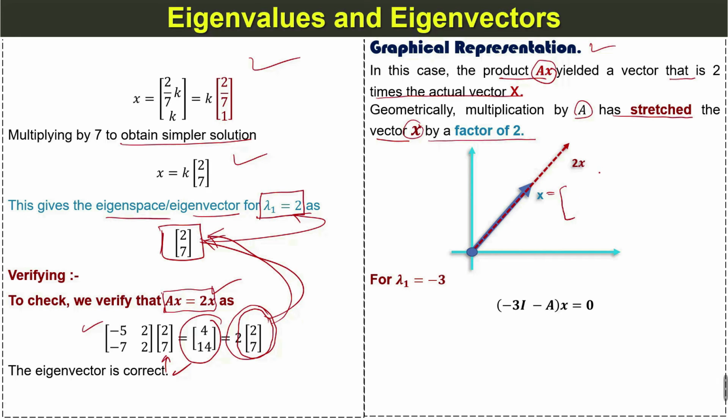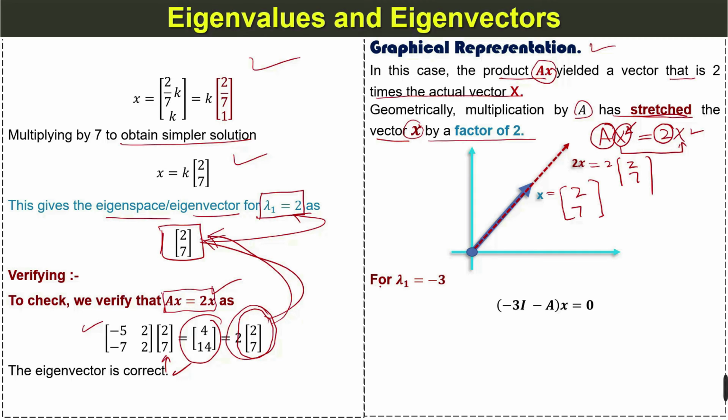Here we have the graphical representation. This is our original vector x, that is (2, 7), and after this operation Ax, this is equal to 2 times the original vector x. When we multiply the matrix A with x, we get a vector that is 2 times the original vector. So there is stretching, and this is equal to 2 times (2, 7). This is the graphical representation for lambda 1 and the first eigenvector.